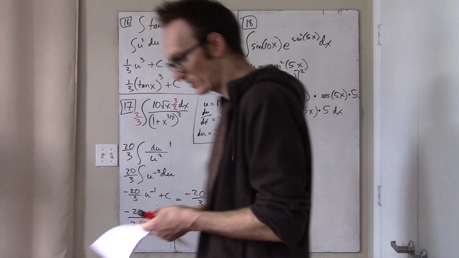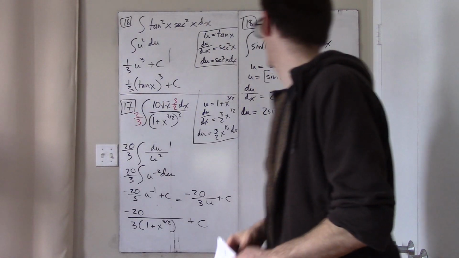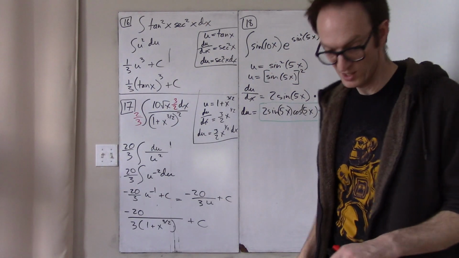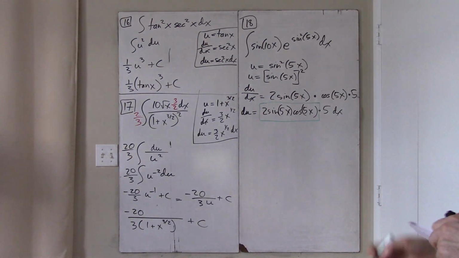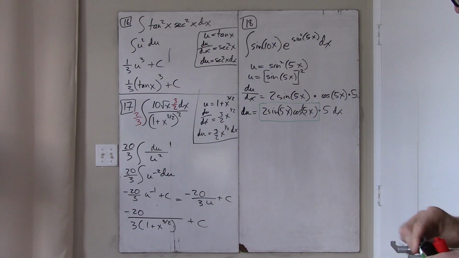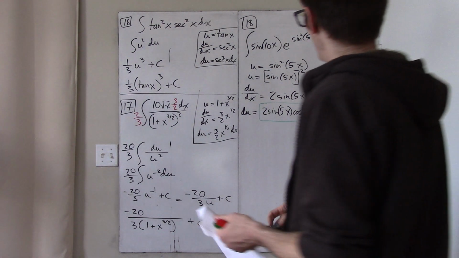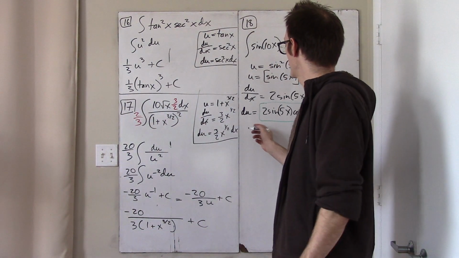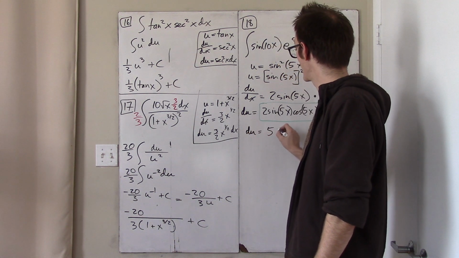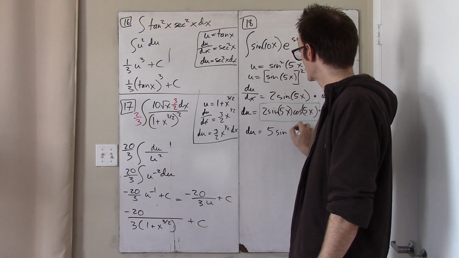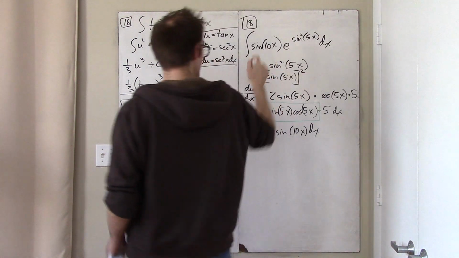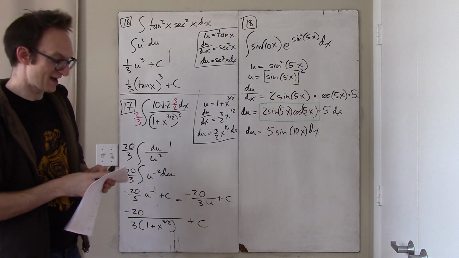But now it is extremely tempting, if you know your trig identities here, to do something with this 2 sine theta cosine theta expression. That's just sine 2 theta. And so what we actually end up with is that du is 5 sine 10x dx. Aha! That's exactly what we just have sitting there, except for the 5.